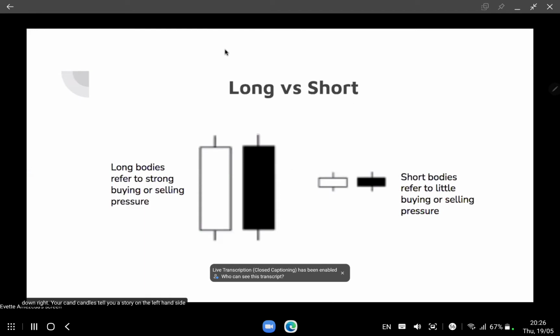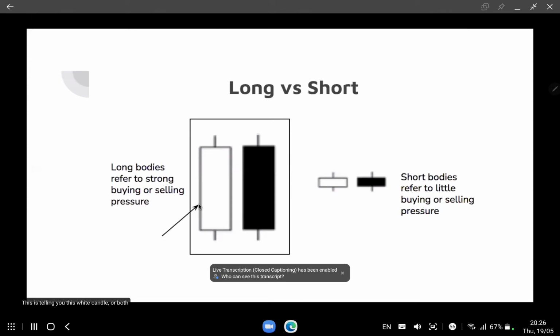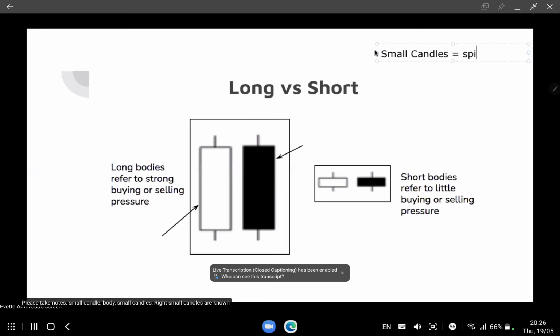On the left-hand side, your candle bodies are larger. This white candle, our bullish candle, is telling you your buyers had a lot of strength, a lot of momentum. This other candle is telling you your sellers had a lot of strength, a lot of momentum. Now, on the right-hand side, you have short candle bodies. Please take note: small candles are known as spinning tops. You'll hear this term in the candlestick course a lot. Small candles are your spinning tops.